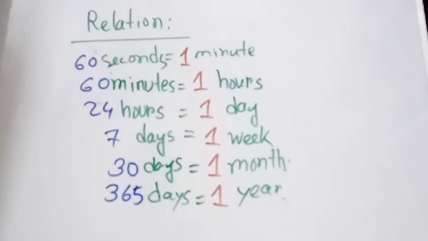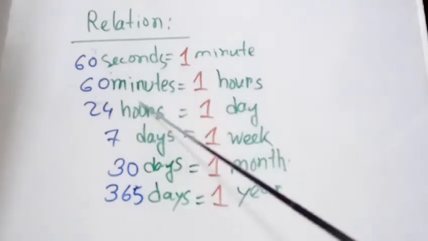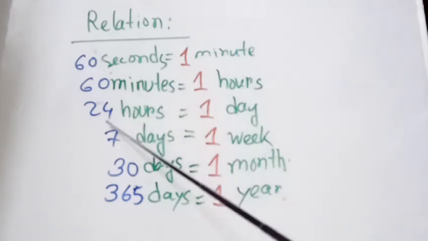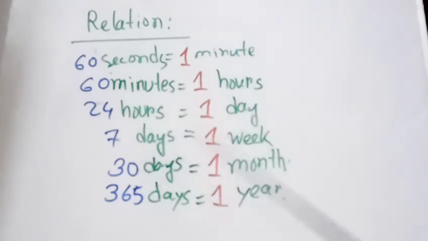Now the relation between time measurement units: second, minute, hour, day, week, month, year. These are time measuring units. 60 seconds make 1 minute, 60 minutes make 1 hour, 24 hours make 1 day, 7 days make 1 week, 30 days make 1 month, 365 days equal 1 year.